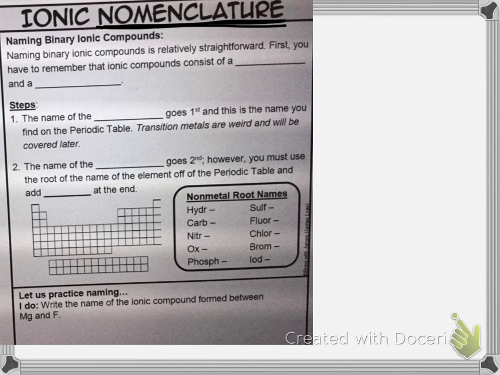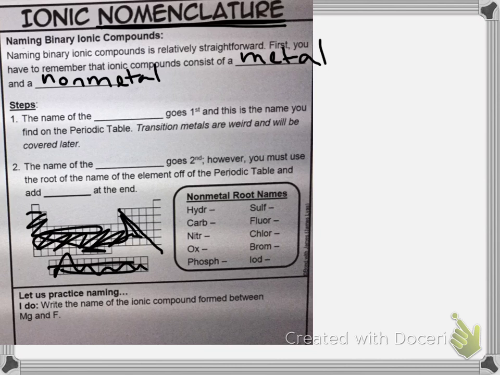First, you have to remember that ionic compounds consist of a blank and a blank. We have learned that ionic compounds are made up of a metal and a nonmetal. And I just want to skip down to the periodic table, and I want you to remember that everything colored in black is a metal, and everything highlighted in this brown orange is a nonmetal.